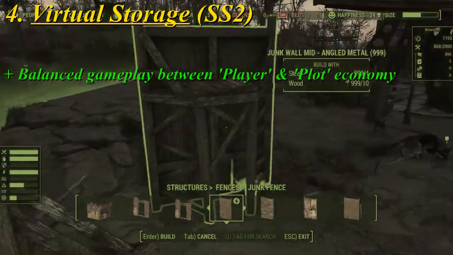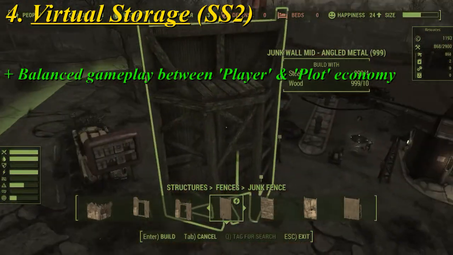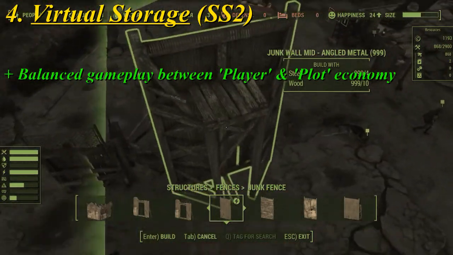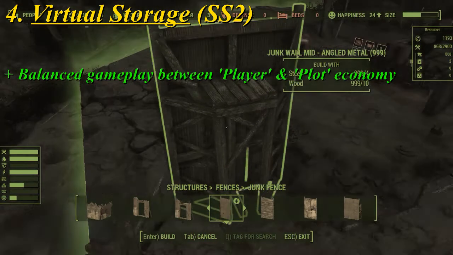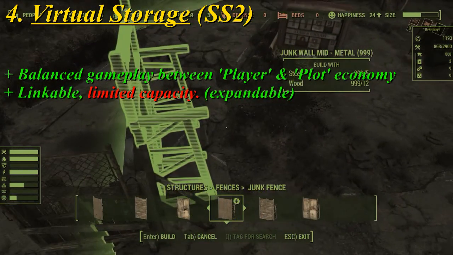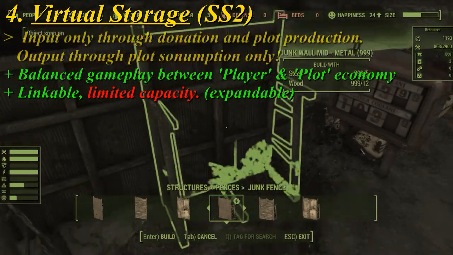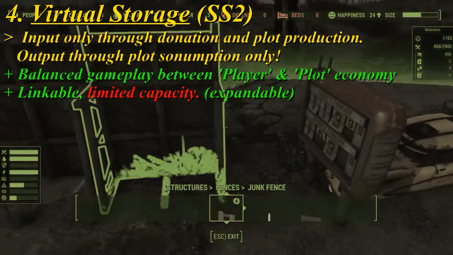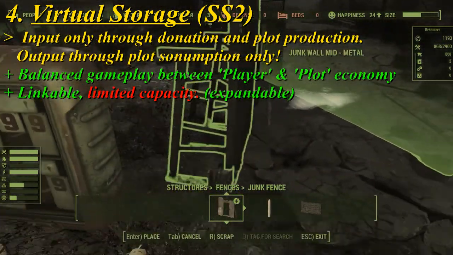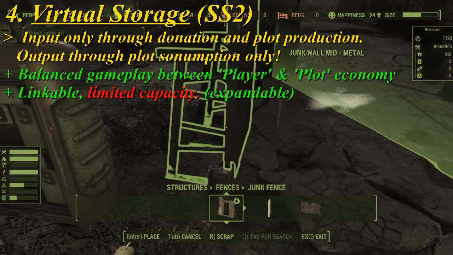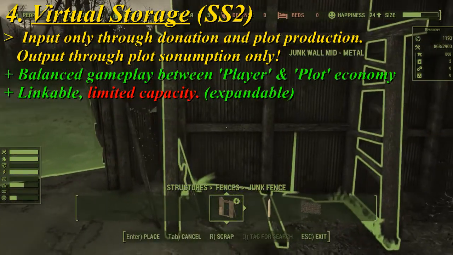So what is a virtual storage? Well, just like the workbench storage, there is one per settlement. Just like the workbench storage, it can be linked among the settlements. But unlike the workbench storage, what you put in is not what you take out. In other words, you cannot take anything out of the virtual storage.